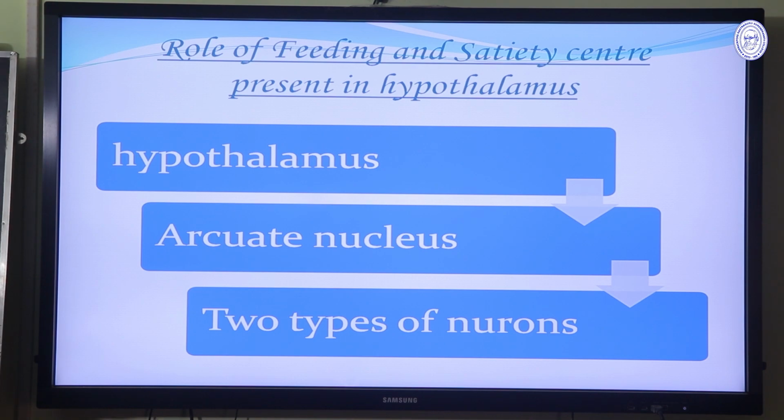Now, what is the role of the hypothalamus? We will see again. In the hypothalamus, the arcuate nucleus is there, where two types of neurons are present.